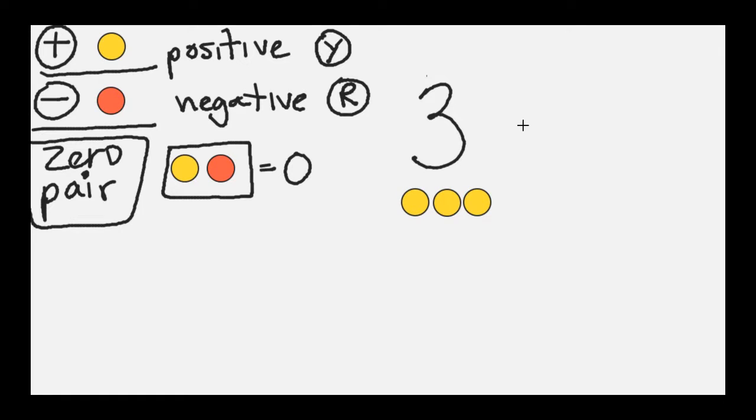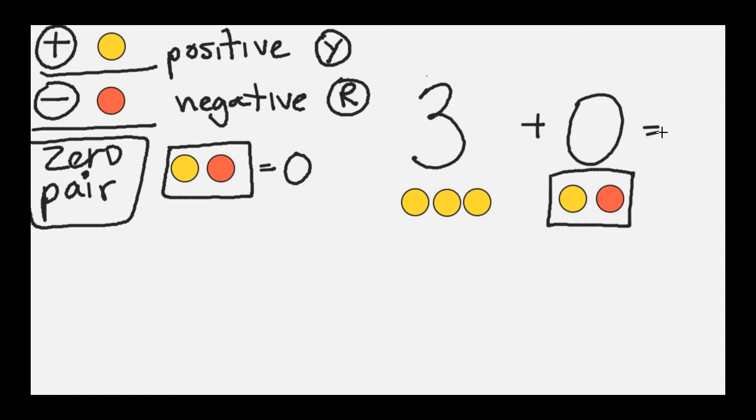So now let's go ahead and add 0 to that. When we do this, we're going to create 0 pairs. So let's add a 0 pair. We add one yellow and one red. So we have a 0 pair here. That will equal 3. So it's pretty simple.